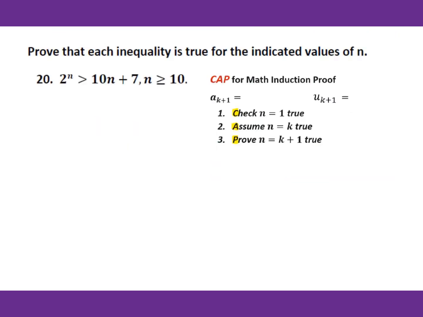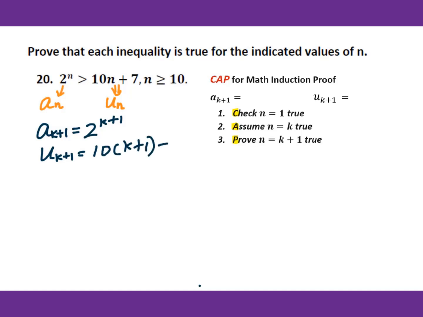For number 20, assume a sub n equals 2 to the n's power, and u sub n equals 10n plus 7. Therefore, a sub k plus 1 equals 2 to the k plus 1's power. U sub k plus 1 equals 10 times k plus 1 plus 7. Simplify, you will get 10k plus 17.